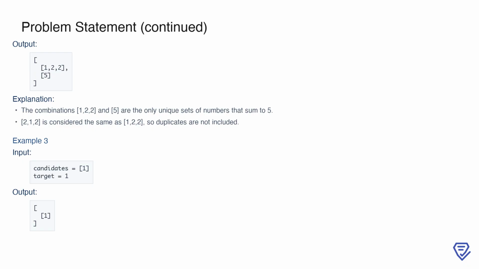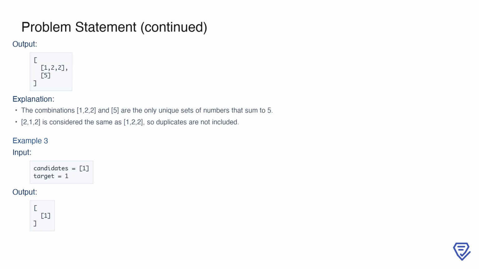Now, let's look at another example. If the candidates are 2, 5, 2, 1, 2, and the target is 5, the output would be [1,2,2], [5]. Here, the two valid combinations are [1,2,2] and [5], as those are the only unique sets of numbers that sum to 5. Importantly, [2,1,2] is considered the same as [1,2,2], so it is not included as a separate combination. This highlights the importance of handling duplicates properly in the candidates list to ensure the output contains only unique combinations.